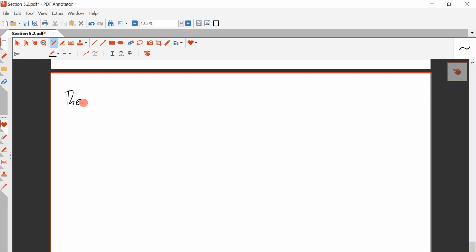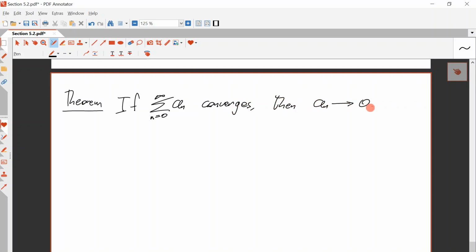All right. Theorem. If the series converges, then the terms must go to zero.